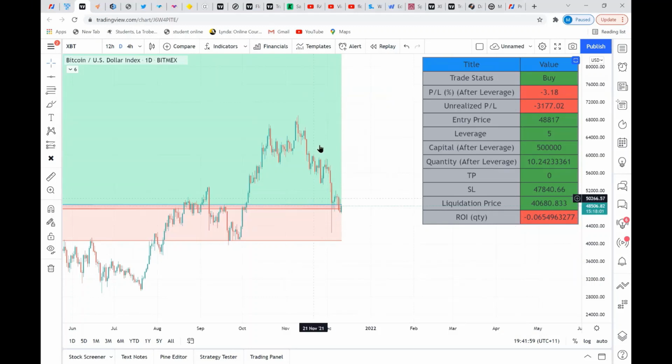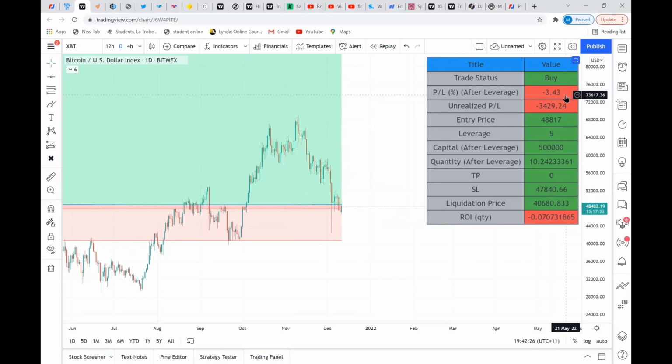All right, now that we've entered the mock trade into the system, we're going to run through the box. This is going to be a fantastic feature that you're going to become really familiar with. So let's run through it from top to bottom. Trade status, buy. It's a long position from this blue line right here. Profit and loss after leverage. So in this mock trade, we are minus 3.21% of our initial capital after leverage has been applied.